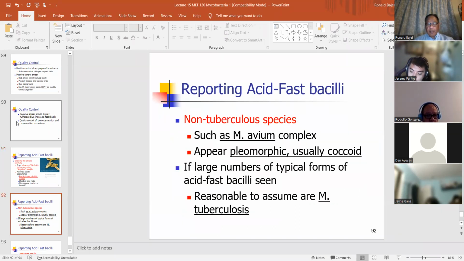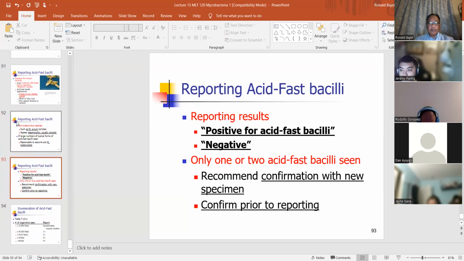Non-tuberculous species such as Mycobacterium avium complex appear pleomorphic, usually coccoid, but it's going to be red still. If large numbers of typical forms of acid-fast bacilli are seen, it's reasonable to assume that they're Mycobacterium tuberculosis. Reporting: if you see red rods, positive for acid-fast bacilli, and if you don't, you call it negative.